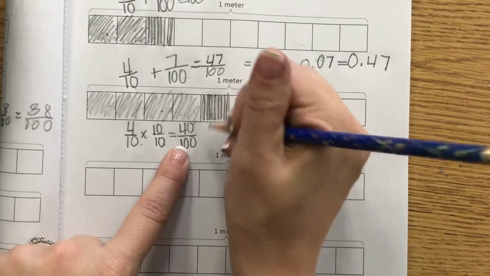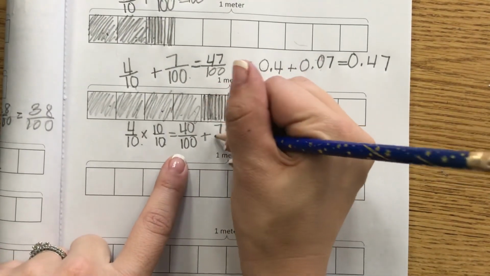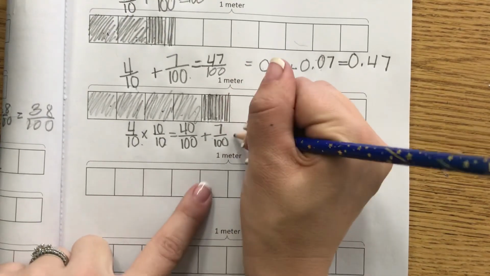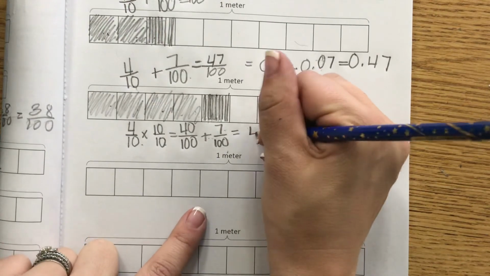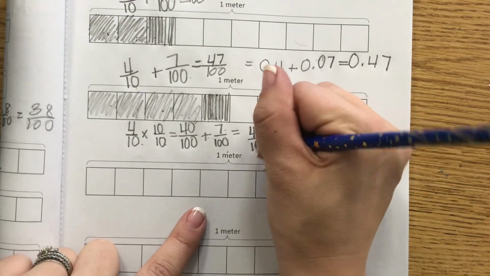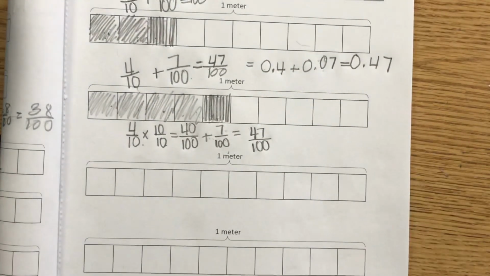Are our denominators the same now? Yes. So we can add them together. 40 over 100 plus 7 over 100 is 47 hundredths. Great job, guys.